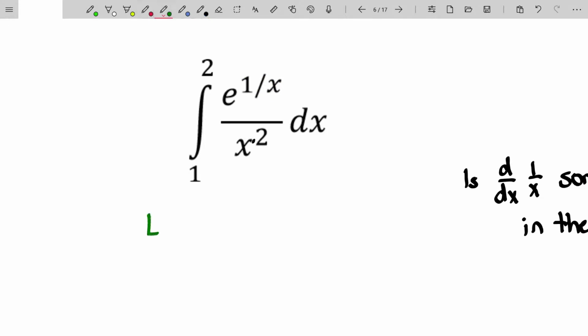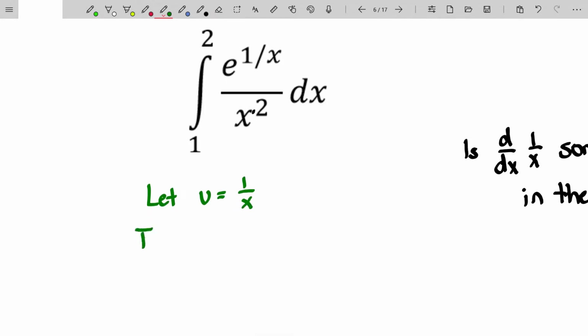So I'll start with let u equal 1 over x. Well, then the differential of u is going to be the derivative of that right-hand side, just negative 1 over x squared, times the differential of the variable on that right-hand side.